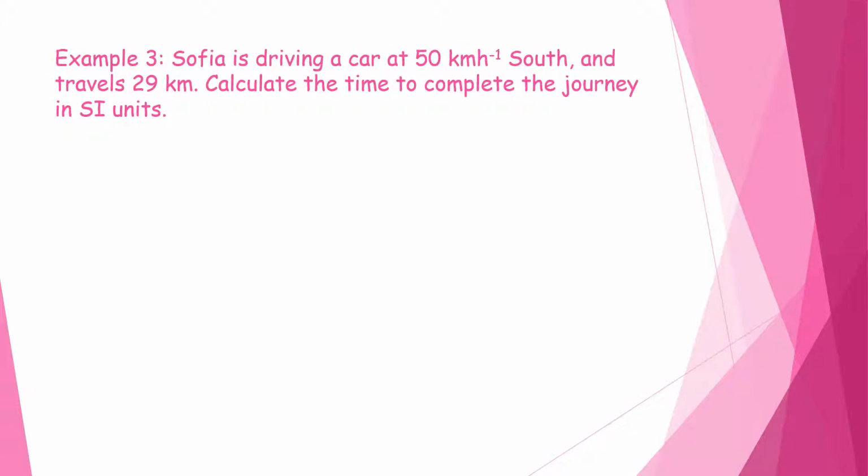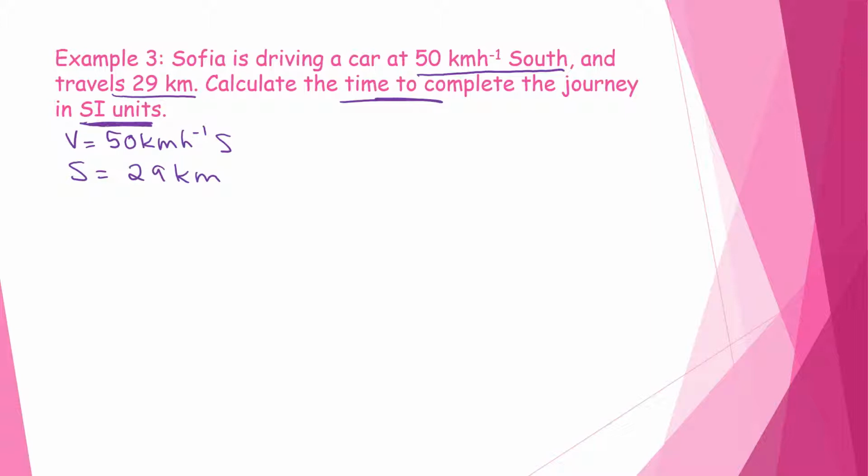Now let's look at a third example. Sophia is driving a car at 50 kilometers per hour south. So our velocity is 50 kilometers per hour south and travels 29 kilometers. So her displacement is 29 kilometers. Calculate the time taken to complete the journey in SI units. So time is equal to question mark. Now remember, the SI units for time is seconds.